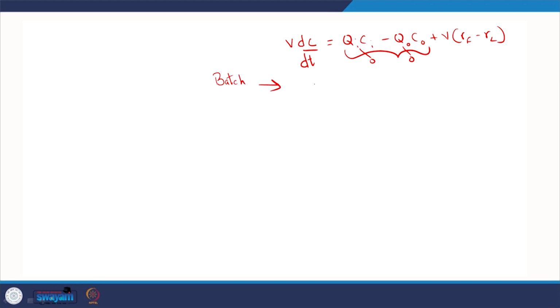So, for the batch reactor, again: V dC by dt equals Q in C in, mass coming in, minus Q out C out, mass going out, plus volume into rate of formation minus rate of loss. As you know, for a batch reactor there is no flow coming in and no flow going out, so both of these are equal to 0. And now what do we have? We are going to end up with dC by dt equal to rate of formation minus rate of loss.